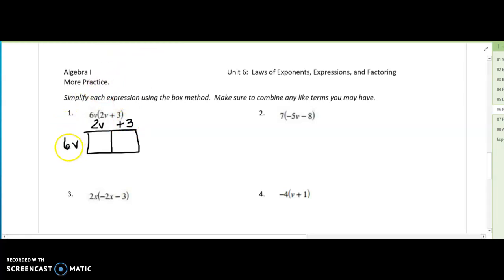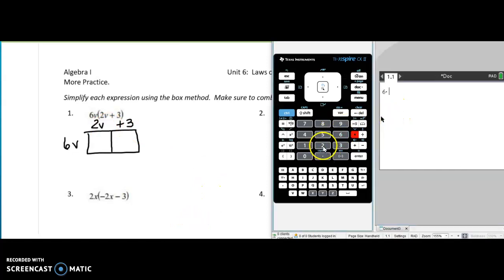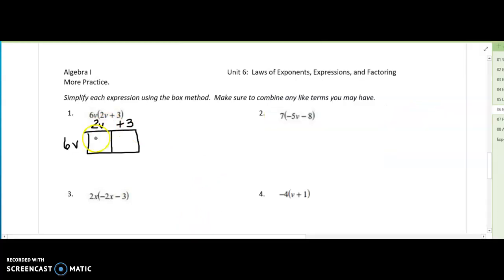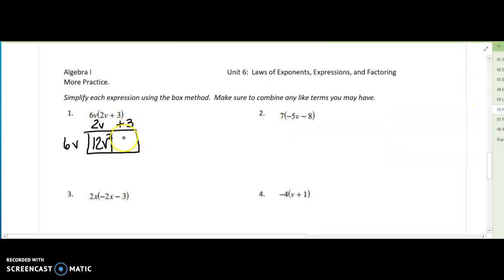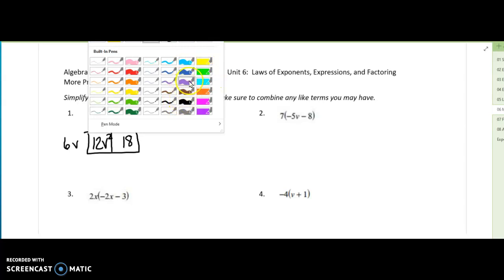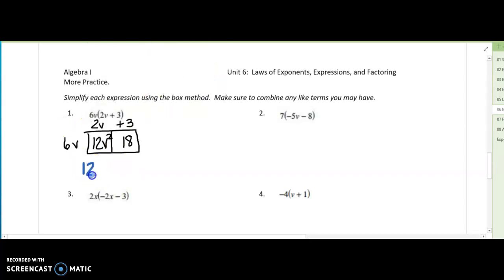Okay, and then I multiply 6v times 2v. Well, 6 times 2 in my calculator is 12. So I know that this is 12. V times v is v squared. Okay, and then I also know that 6 times 3 is going to be 18. I just want 6 times 3. 6 times 3 is 18. Okay, so when I bring this out, I have 12v squared plus 18.